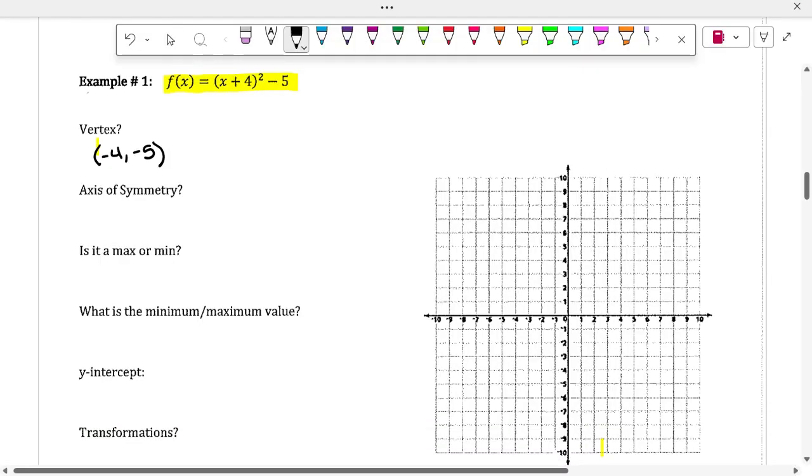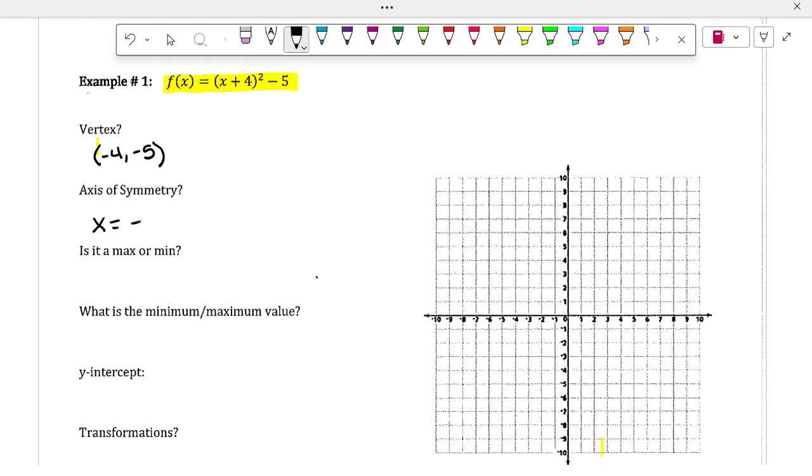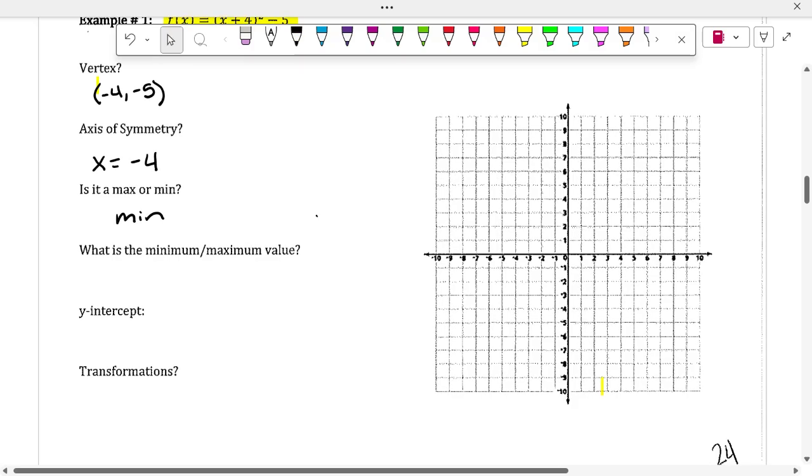Now, axis of symmetry is just the x value of the vertex, so how would I write it? X equals -4, not -5. We already said that it was a min. Who remembers what I told you guys minimum or maximum value means? It's the y value of the vertex. So the y value of my vertex is -5.